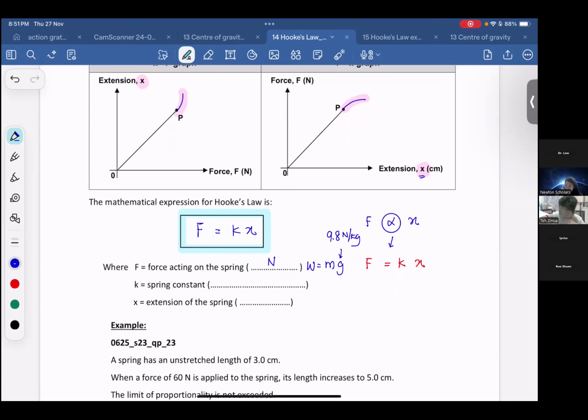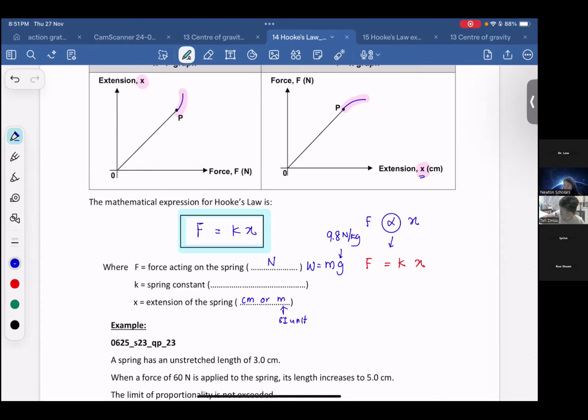Okay, we talk about the extension x first. Extension we measure, it can be measured in cm or m. m is the SI unit. But if the question doesn't specify the SI unit, it doesn't matter. It can be measured in cm.